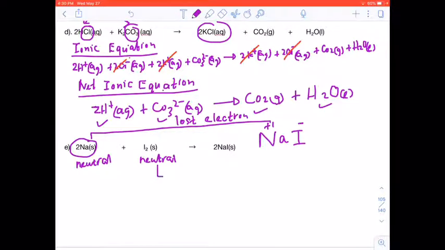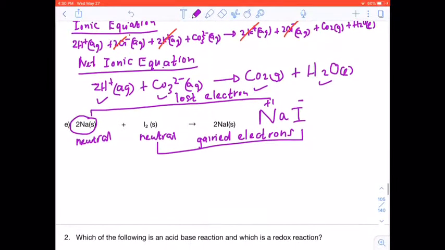And this is neutral, but here it becomes negative. So what does that mean? It gained electrons. Right? So this is a redox reaction. Okay.